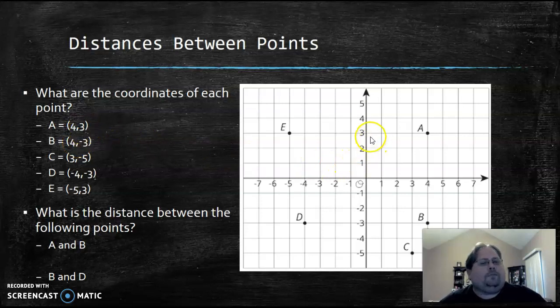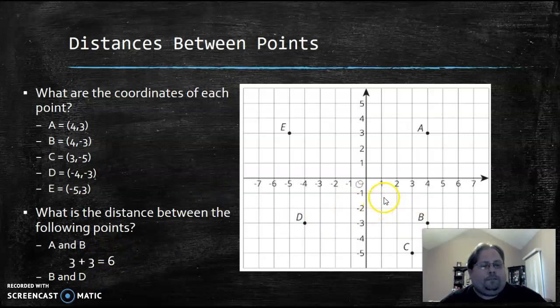Think of that absolute value that you saw previously in another lesson last week. When we look at that, we have 3 units above and 3 units below the x-axis. So what we can do is take those two 3's, the 3 above and the 3 below, add them together, and we get 6 units.